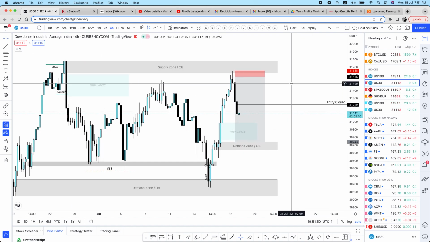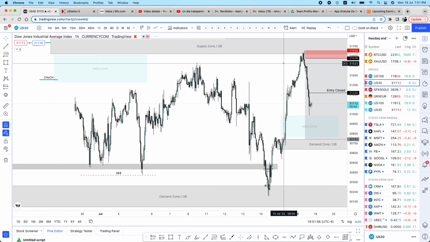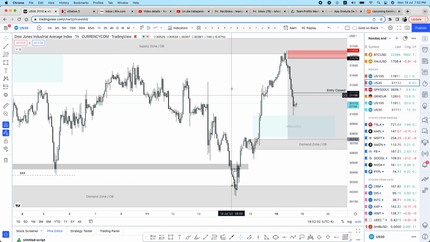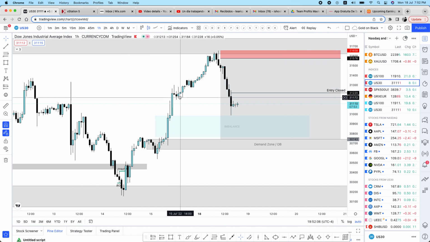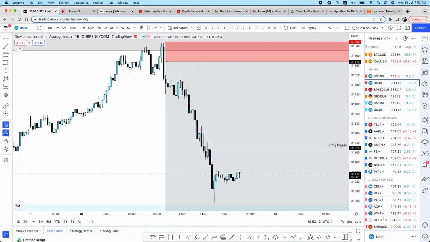Okay, so right here, this is US30. The markets today actually reached this order block at the top. This was a 4-hour order block. Also, if you can see in a 1-hour time frame, there was a nice formation on the order block right here. The markets overall were a little tricky today.